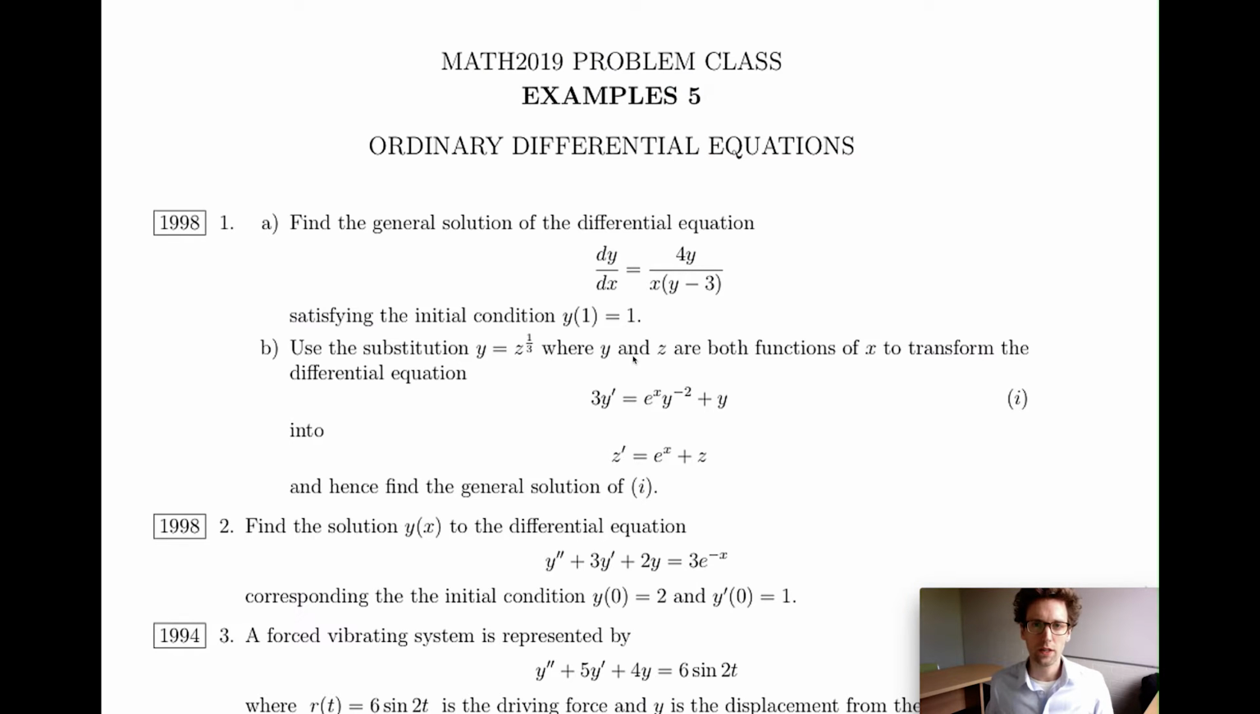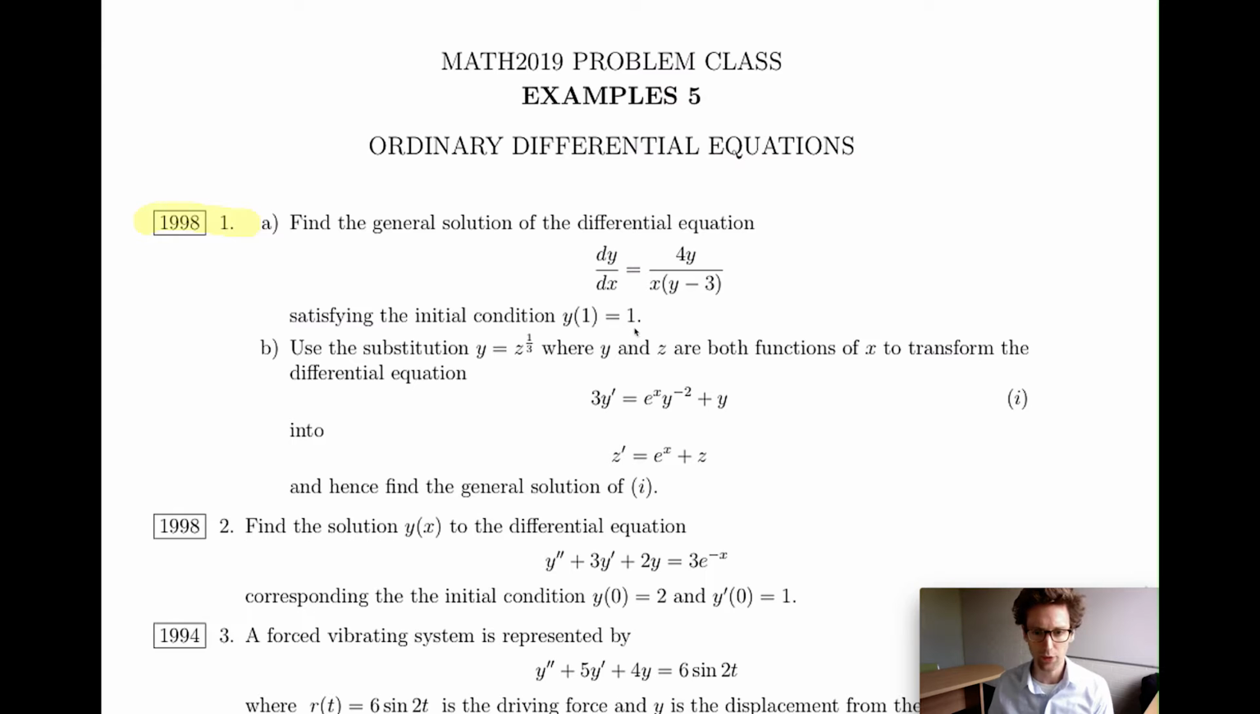Okay, let's take a look at some sample exam questions on ordinary differential equations. I'm going to start off looking at first order ordinary differential equations in question 1. So we're looking for the general solution to a first order differential equation: dy/dx is equal to 4y divided by x times (y minus 3). And we're given some initial conditions here.